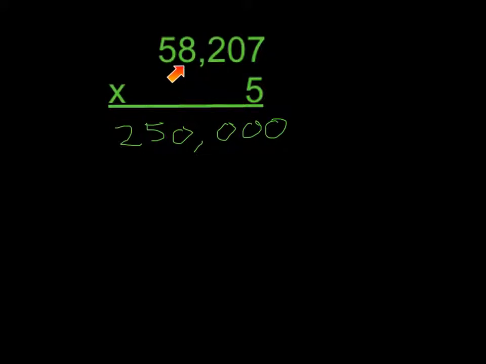So this is going to be in the 8,000s place. So 5 times 8,000 is 40, or 5 times 8 is 40. So we're going to put the 40 in the thousands place. So the 0 is going to go in the thousands place, and the 4 is going to go in the 10,000s place. So I have my 40 there. And then I'm going to put in my zeros.